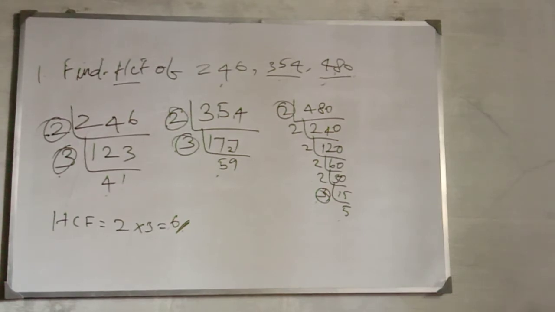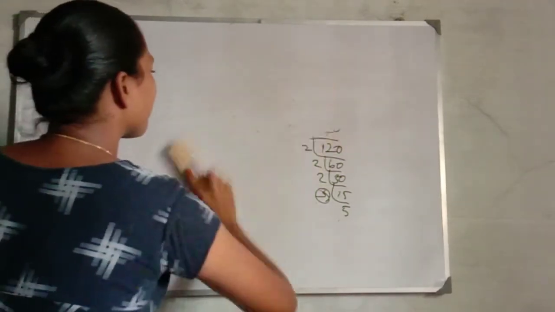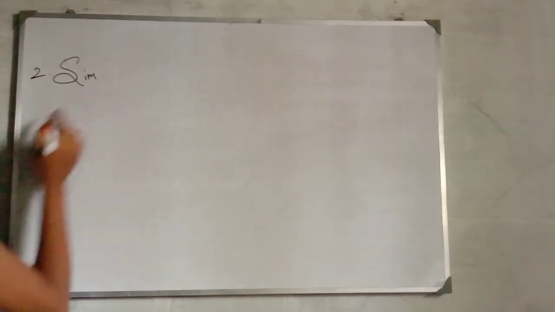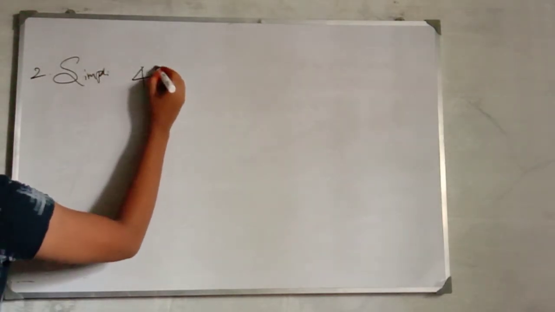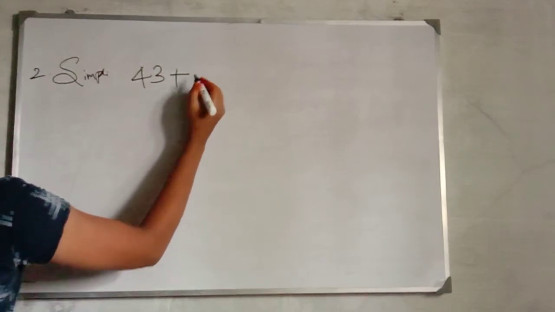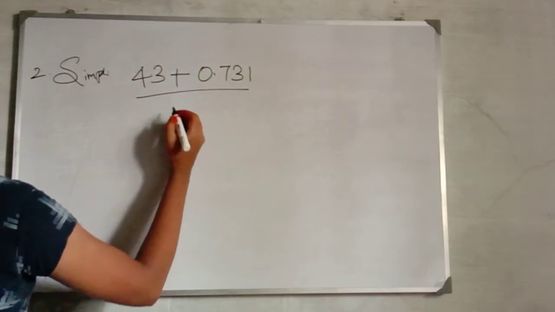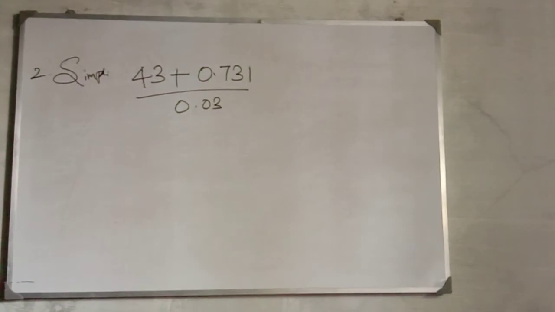Okay. Let's move on to the second question. The second question is simplification. 43 plus 0.731 divided by 0.03. This is the second question, simplification method.